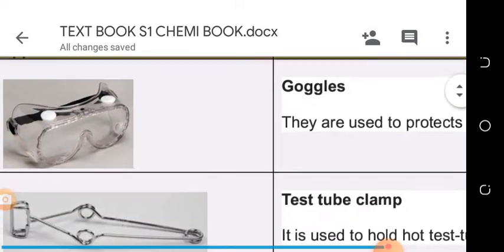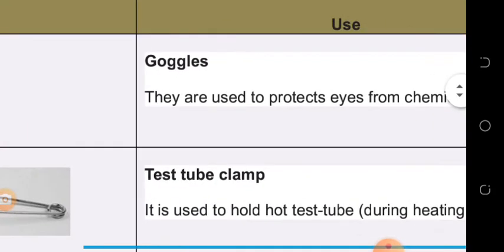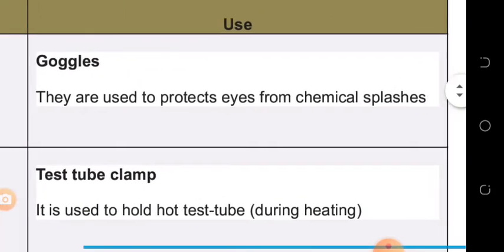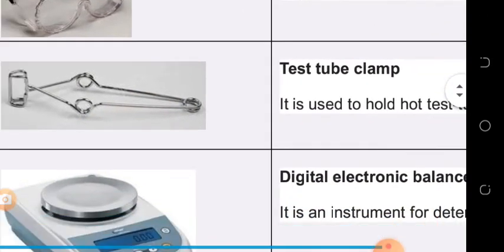One we have there, it is goggles. We call them goggles, and these goggles, they are used to protect our eyes from chemical splashes. So it means that when we are conducting an experiment where it produces gases, when we need to protect our eyes, we use those goggles.